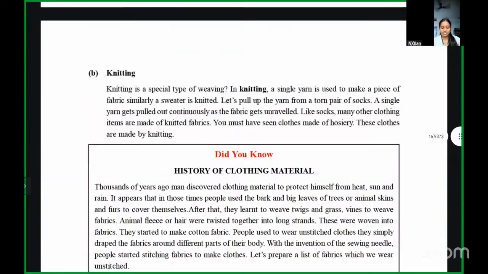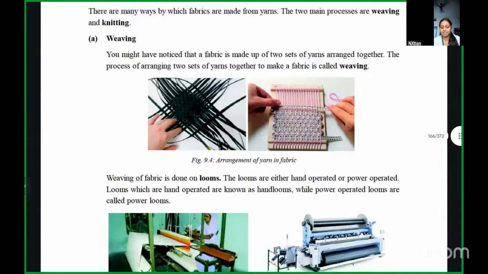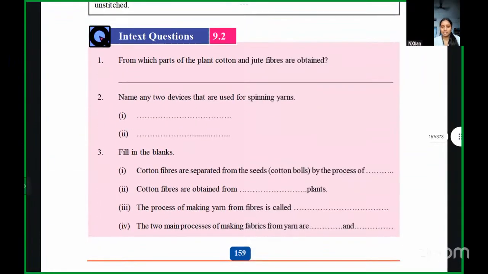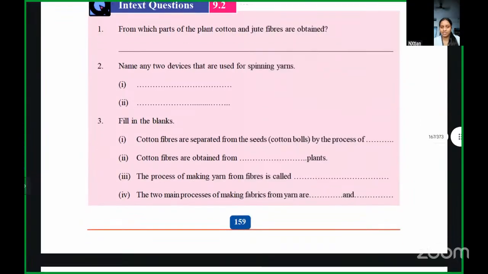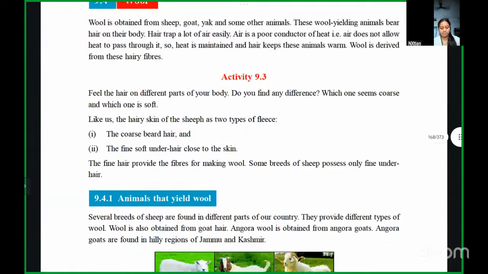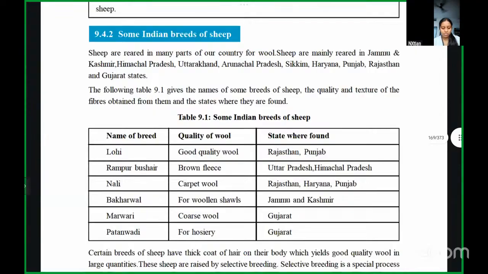Then yarn to fabric, two main processes are there, weaving and knitting. You have to prepare the meanings and all. All the in-text questions in between you have to learn. Wool is there. What is wool? What are the wool yielding animals? Then this is also important: what type of sheep gives us what type of wool? Pashmina is very important.